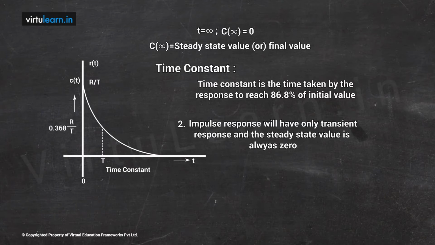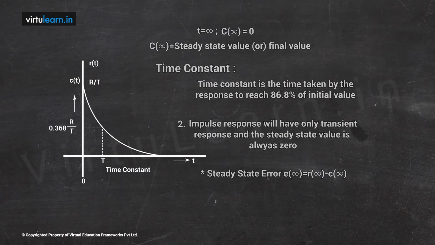If you write the steady state error, e of infinity, we can write it as R of infinity minus C of infinity. We know that R of infinity is 0 because impulse exists only at t equal to 0. At any other value, the impulse input is 0. Therefore R of infinity is 0. And C of infinity is also 0. Therefore steady state error is 0. So impulse response will not have any steady state error.